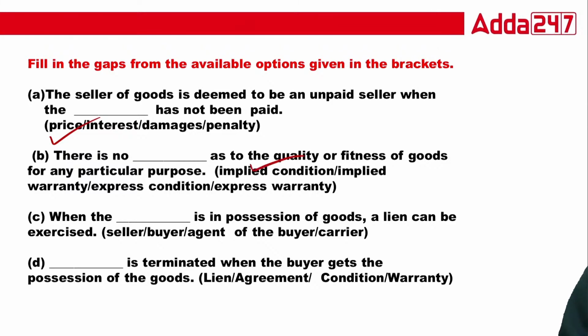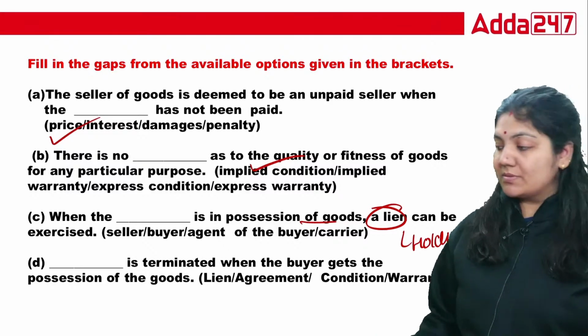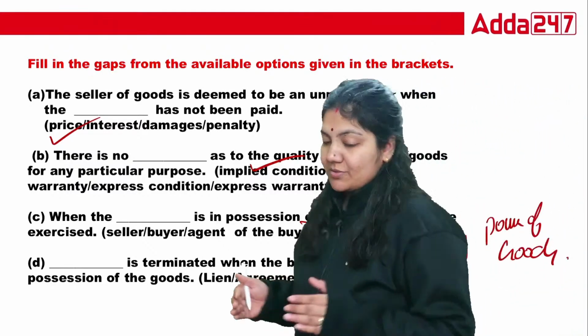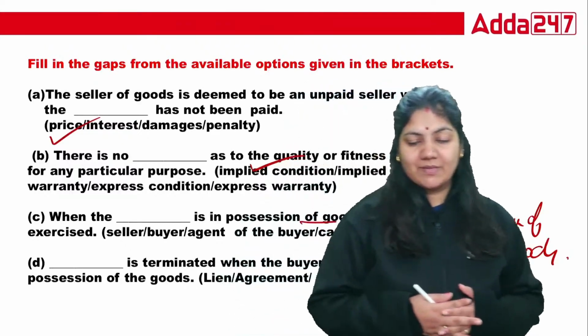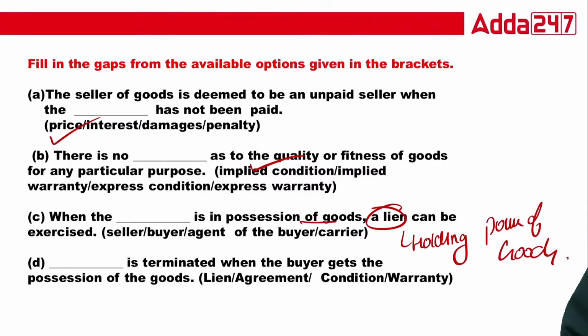When dash is in possession of goods, lien can be exercised. Lien means the holding power over goods. So what should be in the possession of the seller so that the lien can be exercised? That is obviously goods. So the right answer is seller.